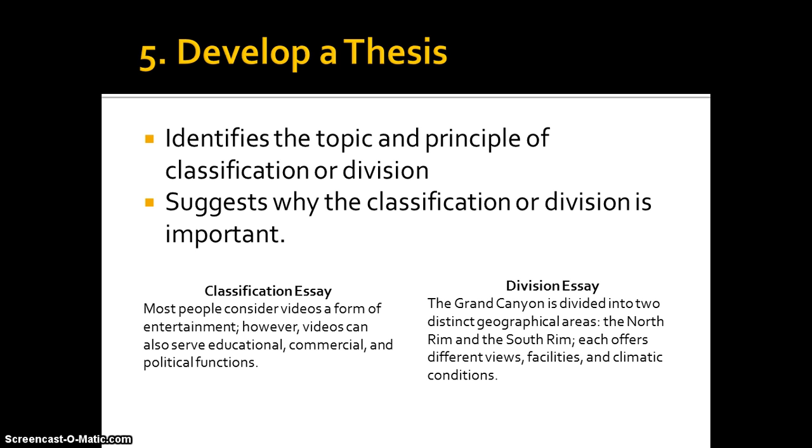The division essay from your book talks about the Grand Canyon. Here's the thesis, and then we're going to talk about the parts. The Grand Canyon is divided into two distinct geographical areas, the North Rim and the South Rim. Each offers different views, facilities, and climatic conditions. So we can see that we're looking at the two geographical locations of the Grand Canyon. Grand Canyon is our subject. Our principle is the geographical areas. And then the reason why we're doing this is because they're very different in these different ways. I think that's kind of not as interesting, but at least it has all the parts. I think you guys are going to come up with way more interesting reasons why these things are important.